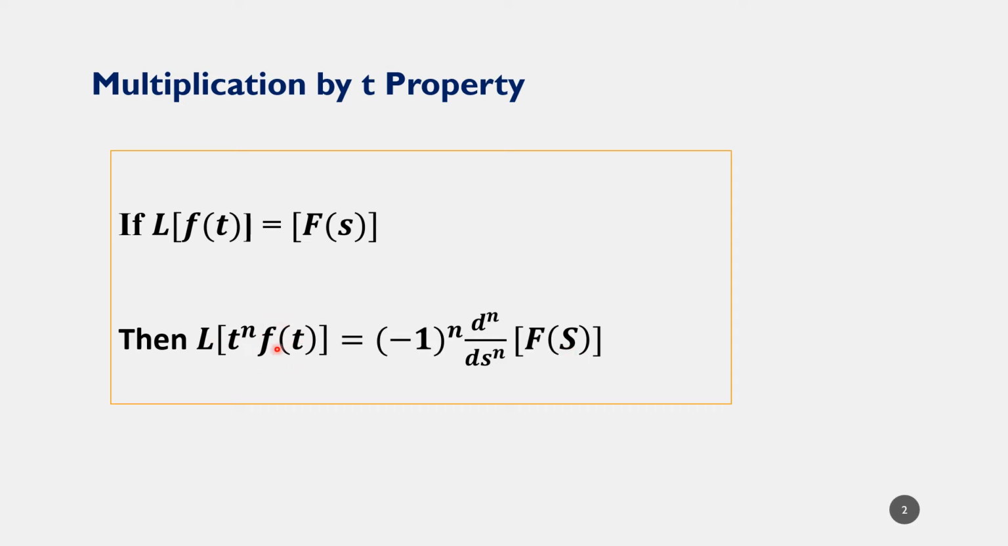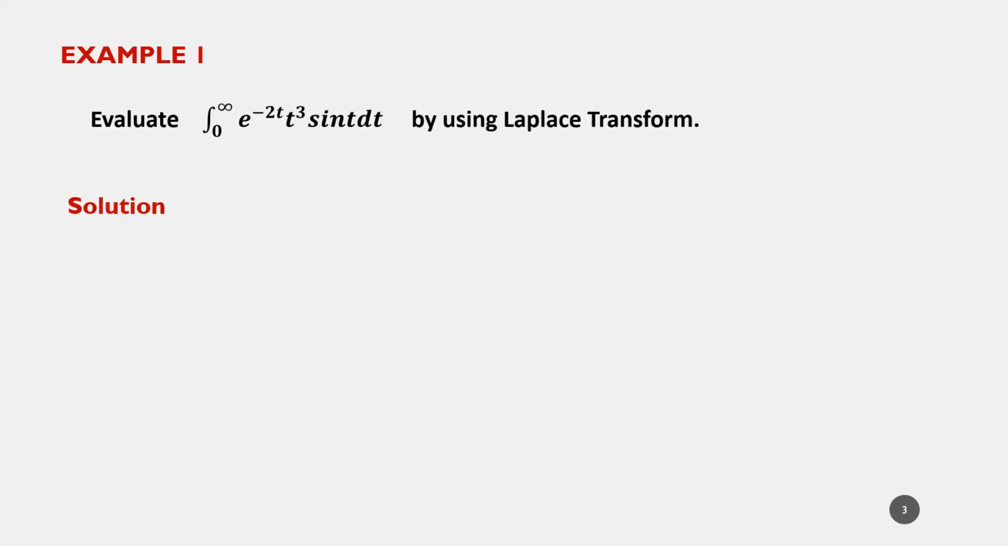So whatever is the function other than t raised to n, you calculate the Laplace transform. The answer has to be differentiated n times. That is the multiplication by t property. So for example, now evaluate the integral 0 to infinity e raised to minus 2t t cube sine t dt by using Laplace transform. So here we are asked to evaluate a definite integral by using Laplace transform.